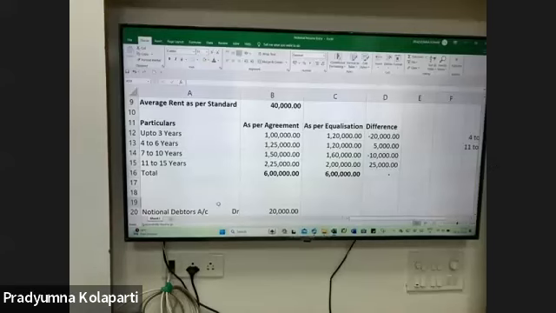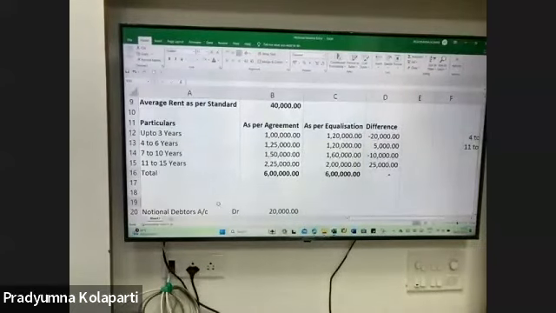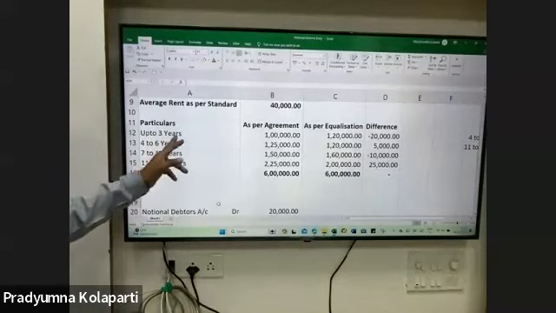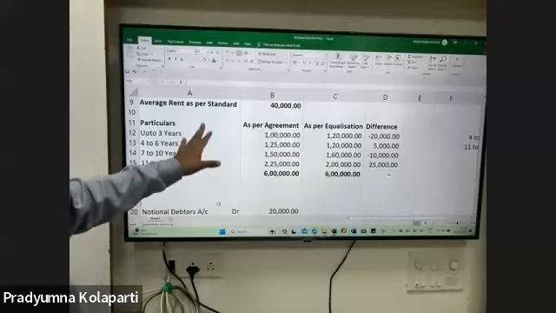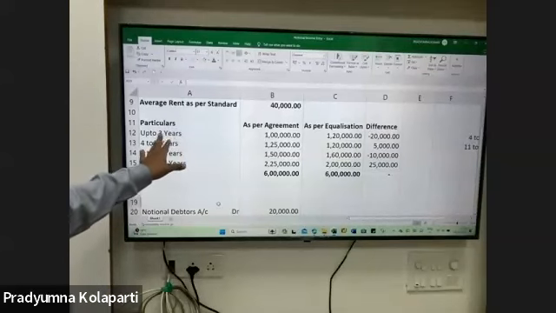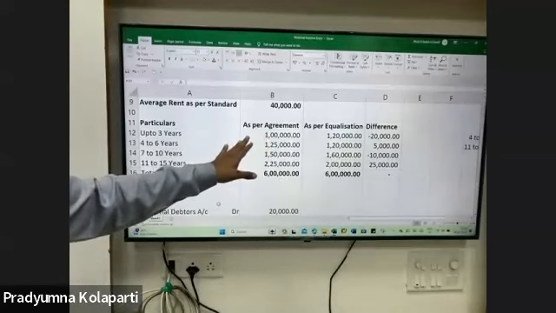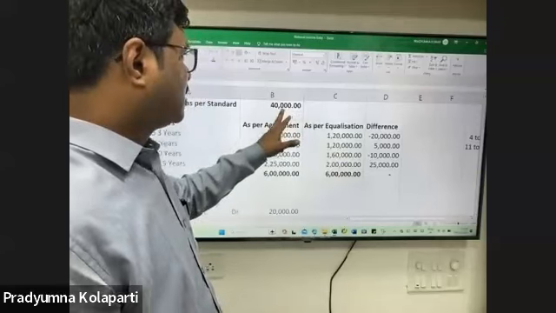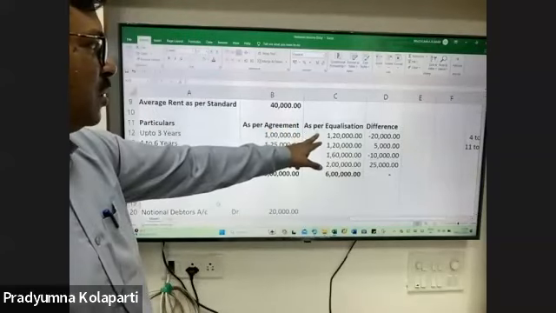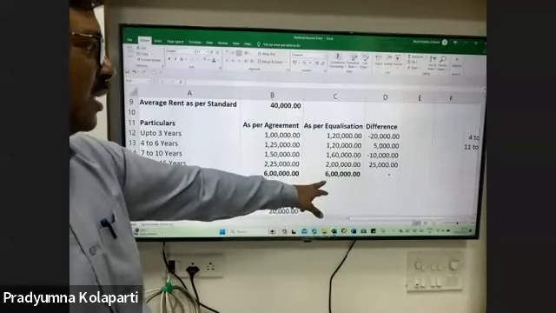See this difference, whatever I am showing, 20,000, 5,000, 10,000. This difference I have taken for 3 years together, because we have taken the example in such a way that up to 3 years, 1 lakh is the rent. This 1 lakh is rent for 3 years, and 1,20,000 with an average rent of 40,000. So when I do the equalization every year, it will be 40,000 only as per the standard.